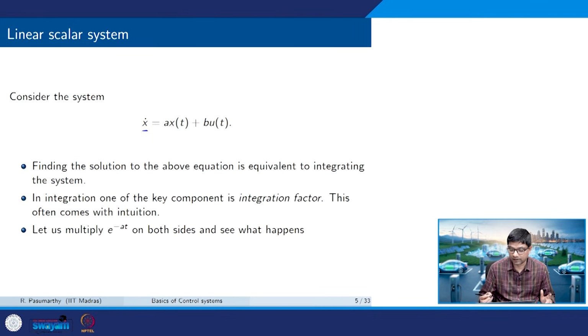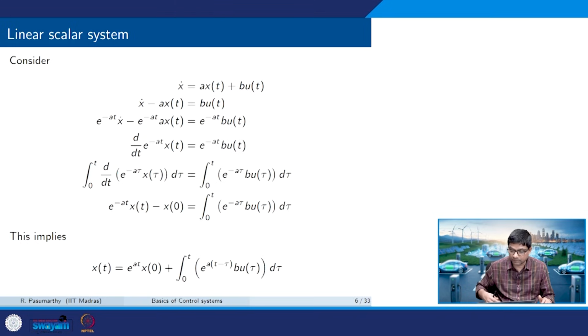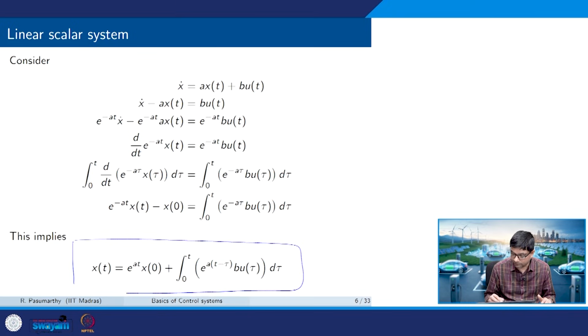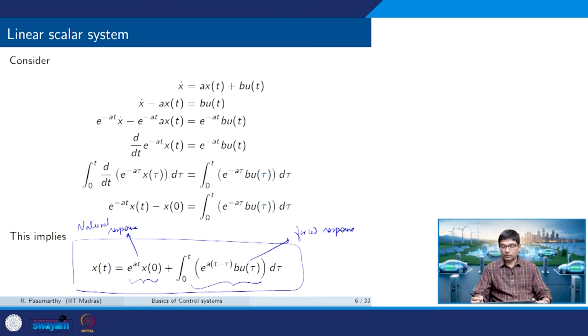Your typical solution would be to integrate both sides. A simple series of steps would lead me to something like this. So x of t will have a component based on the initial condition and a component based on the input. This is called the natural response of the system, and this particular thing is called the forced response of the system. This is essentially solutions of differential equations, which we would have learnt in several other courses. I will not go into the details, but the steps here are pretty straightforward to follow.